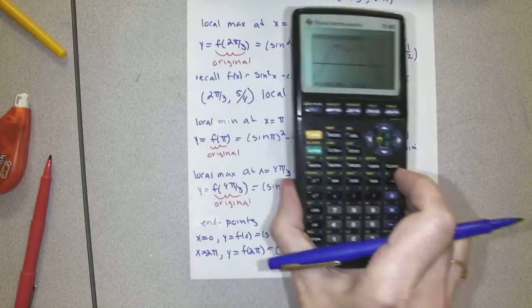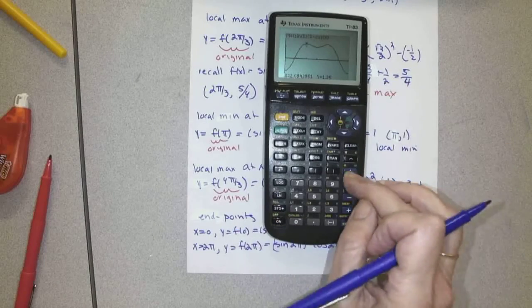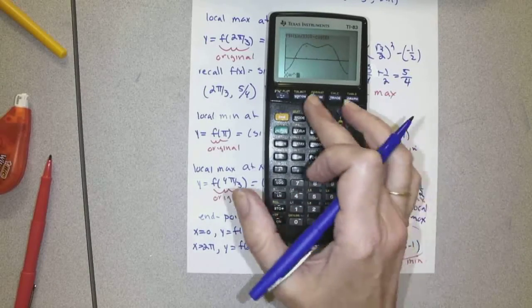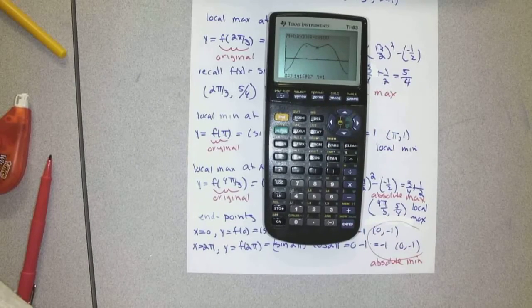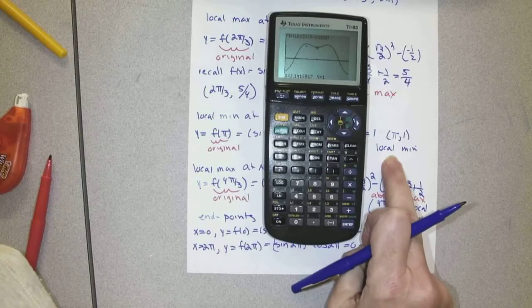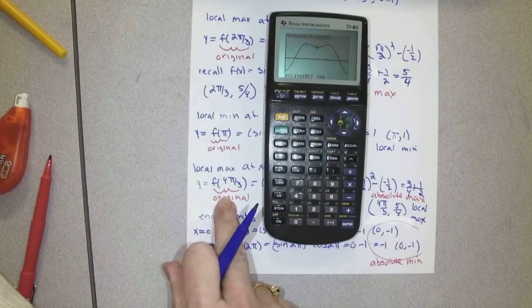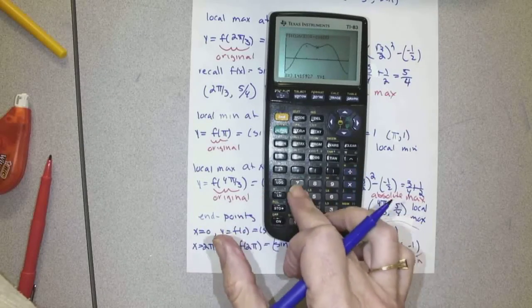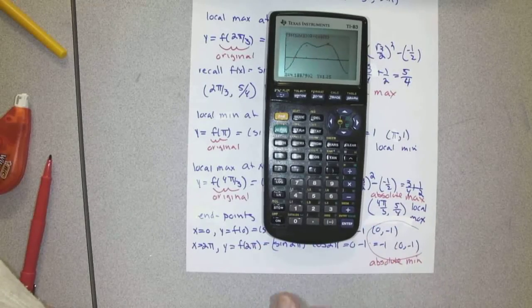We said that there was a local minimum at pi, so trace, put in pi. Hit enter, and it goes to pi, 1, which is exactly what we said, that there'd be a local minimum. Then we said at 4 pi over 3, so 4 pi divided by 3, it goes to it. Yep, that's a local max, also an absolute max, and the y coordinate is 1.25.